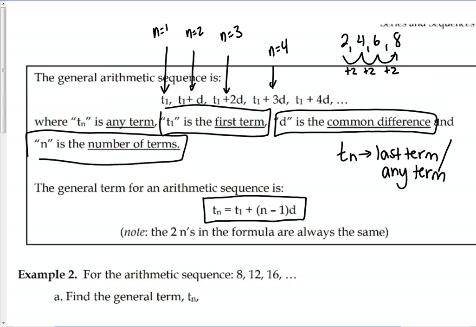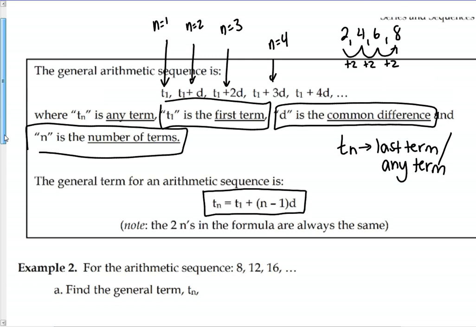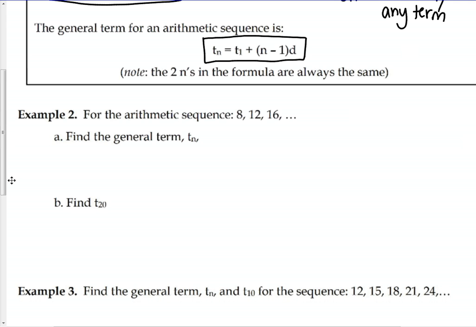The 2 n's in the formula are always the same. So let's practice making it. For the arithmetic sequence, find the general term. What is it really saying when it says general term? Make that the formula, the equation.